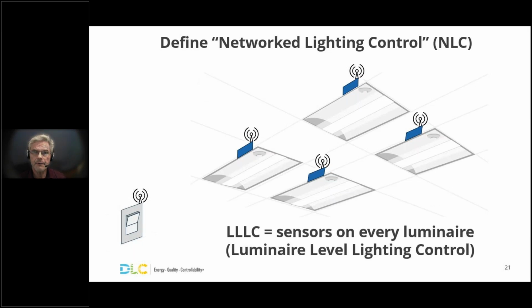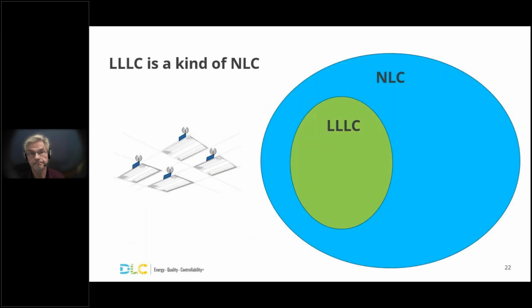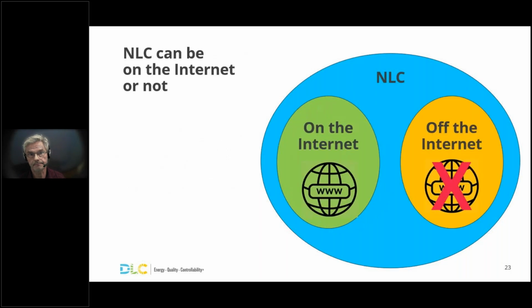When sensors from occupancy control and daylight harvesting are on board every fixture, that's called luminaire level lighting control or LLLC. That is good for spaces of all sizes and especially good for smaller buildings. I'm treating LLLC as one kind of network lighting control, or subset.